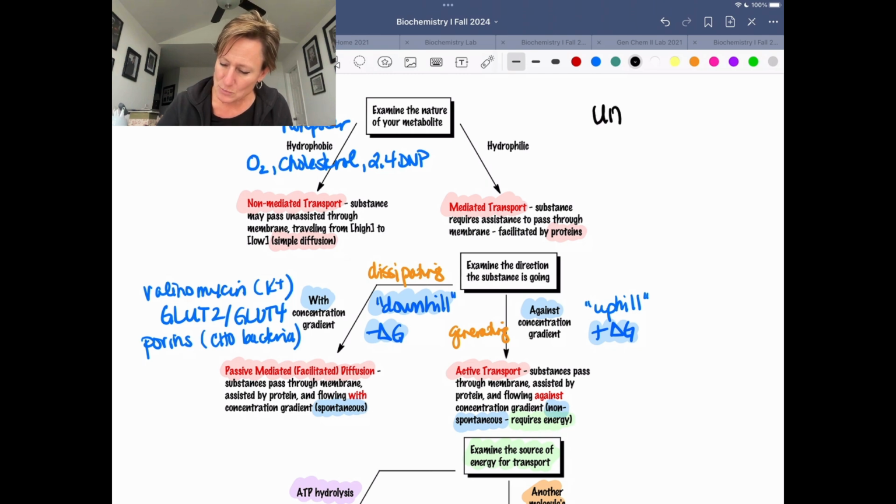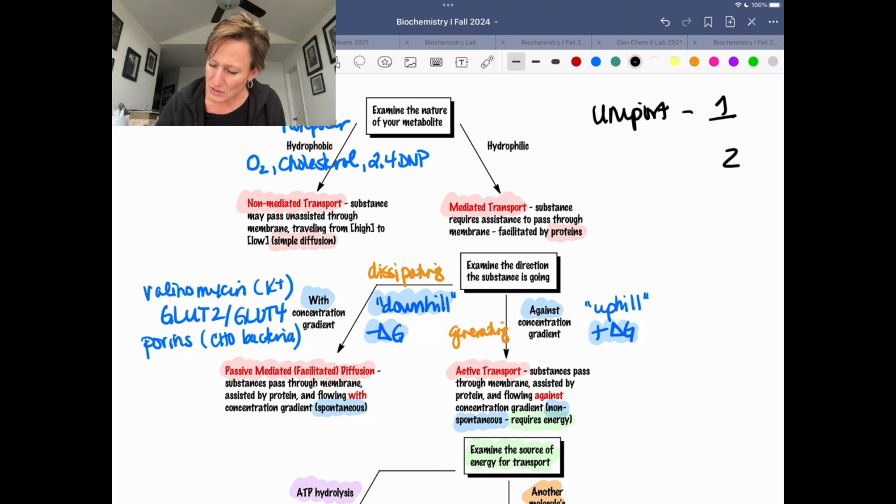There can be a transporter that is a uniport. And like the name means, we're only transporting one substance. Now you can have a primary active transport that is a uniport, okay? Or you can have a facilitated diffusion that is a uniport, okay? So the key here is that we're only moving one thing.